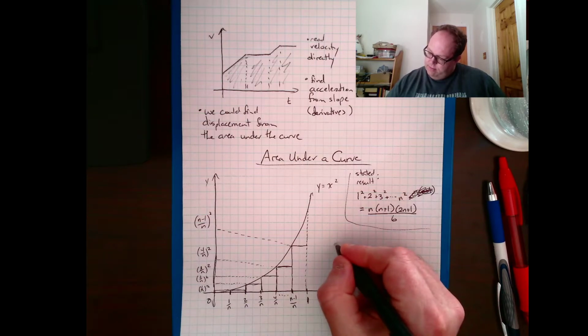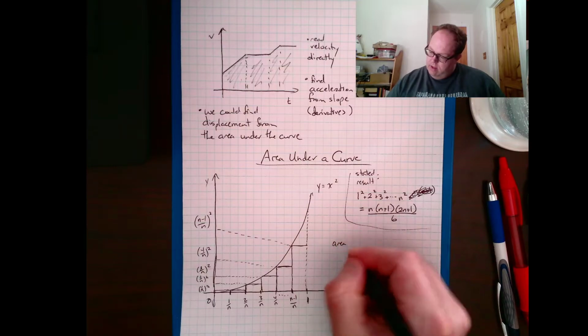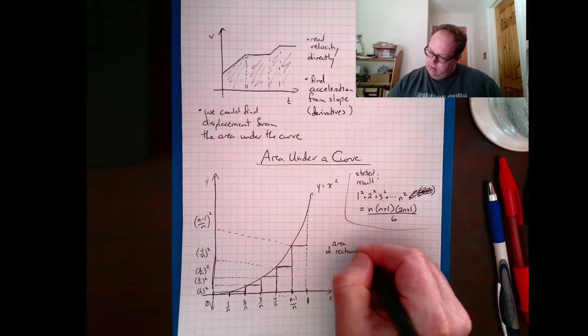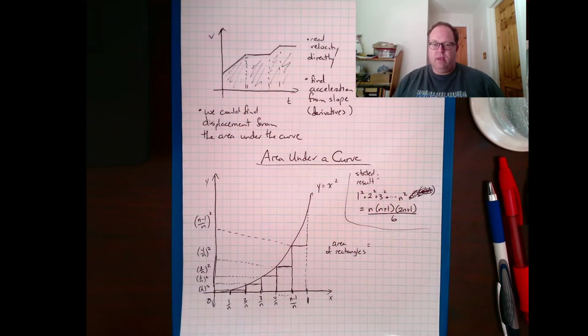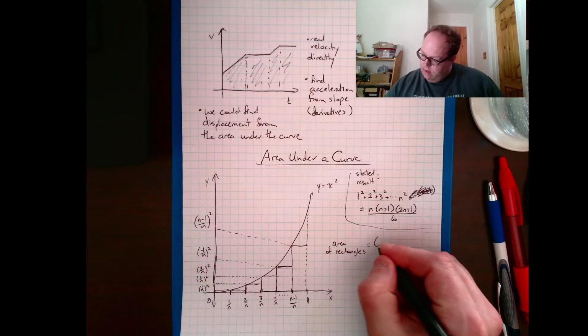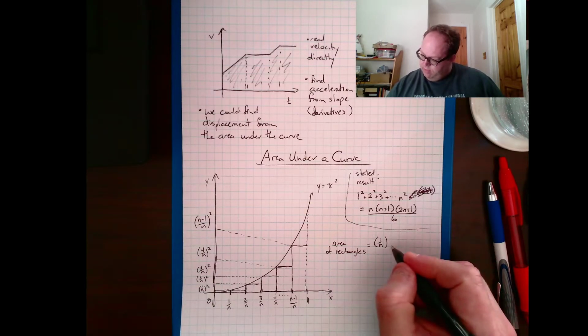So, coming back to my diagram here. The area of the rectangles is going to equal the width of the rectangles times their height. Now the width of each rectangle is 1 over n. The height of my first rectangle is 1 over n squared.